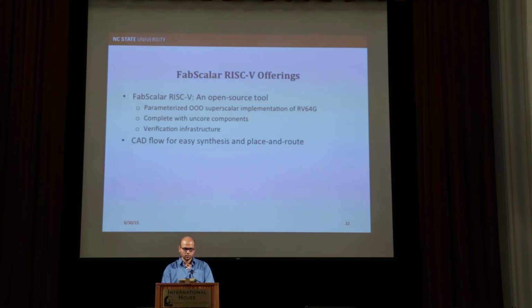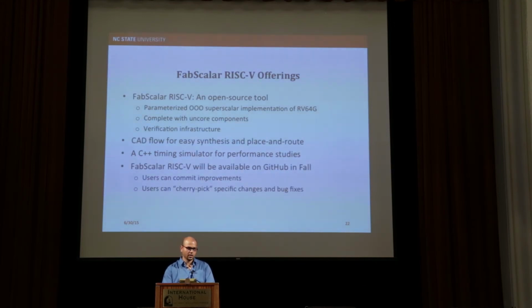We'll also release the CAD flow to streamline synthesis and place and route if anyone is doing that kind of thing. There's a C++ timing simulator, which is cycle accurate with the FabScalar code. And it's also highly configurable. You can just change a define file, and it'll simulate the core you want it to look like. Everything will be available on GitHub this coming fall. So feel free to download them, use them, hack on them, and commit back, if you want to build a healthy community around FabScalar and RISC-V.